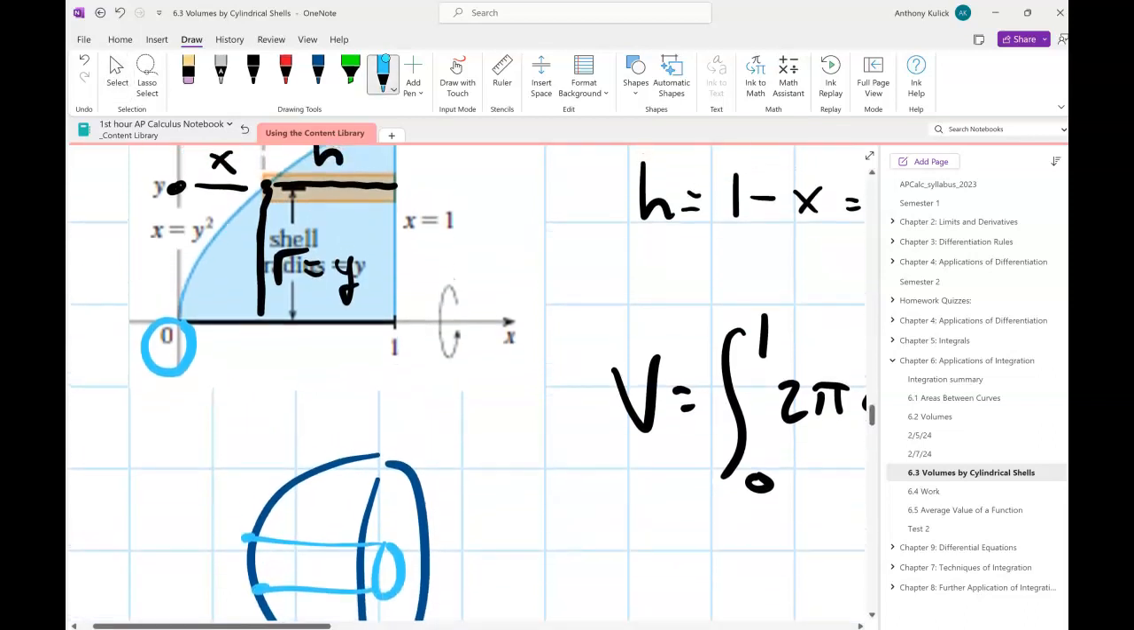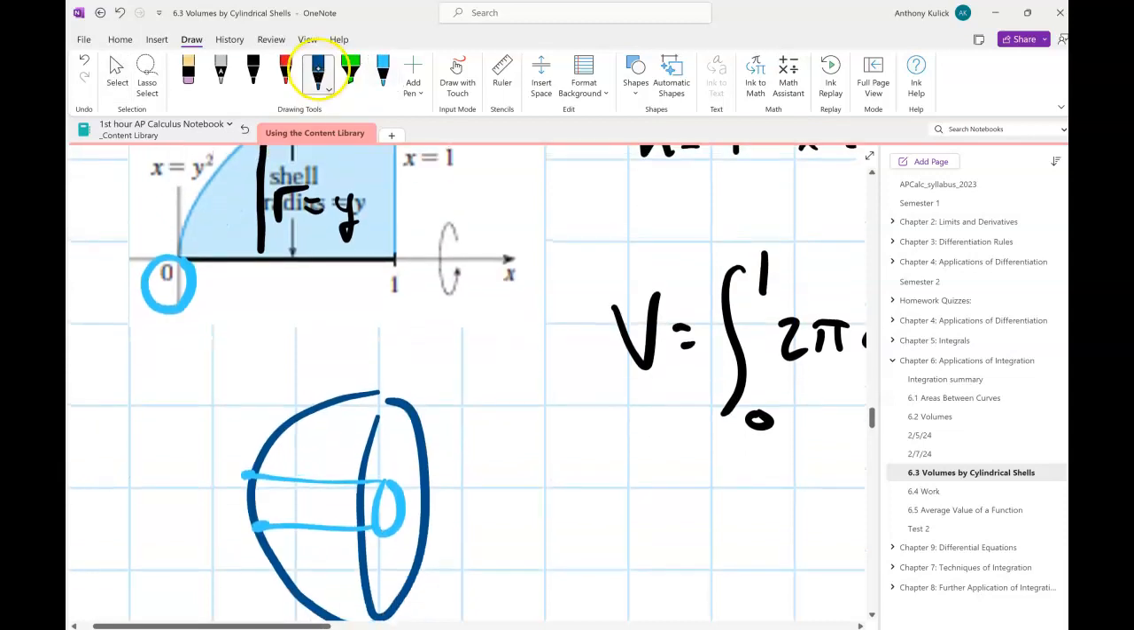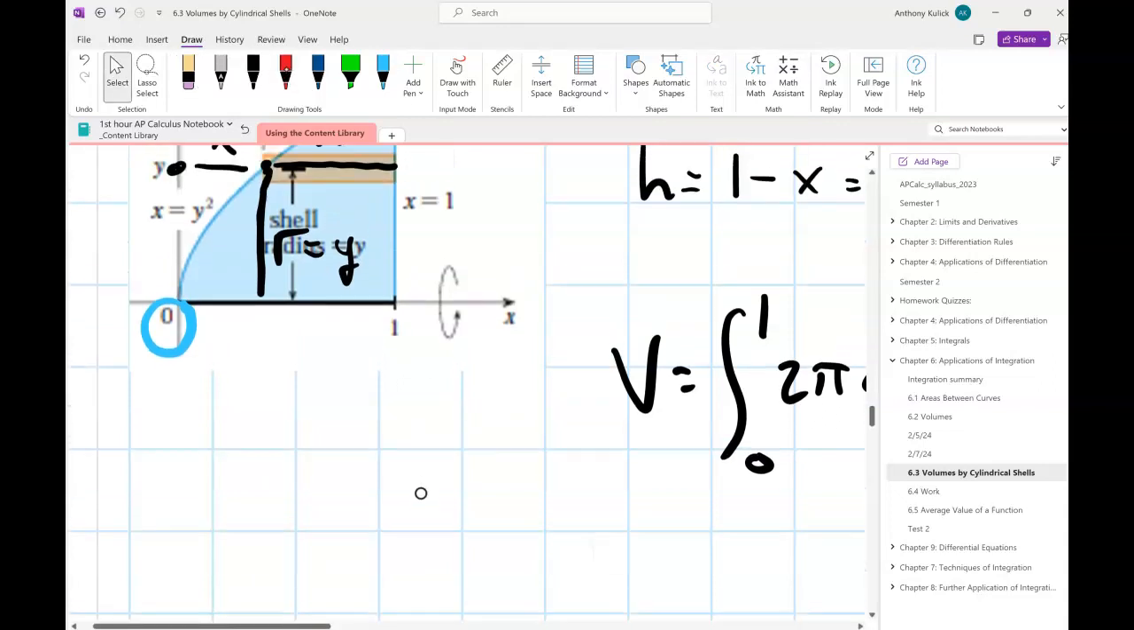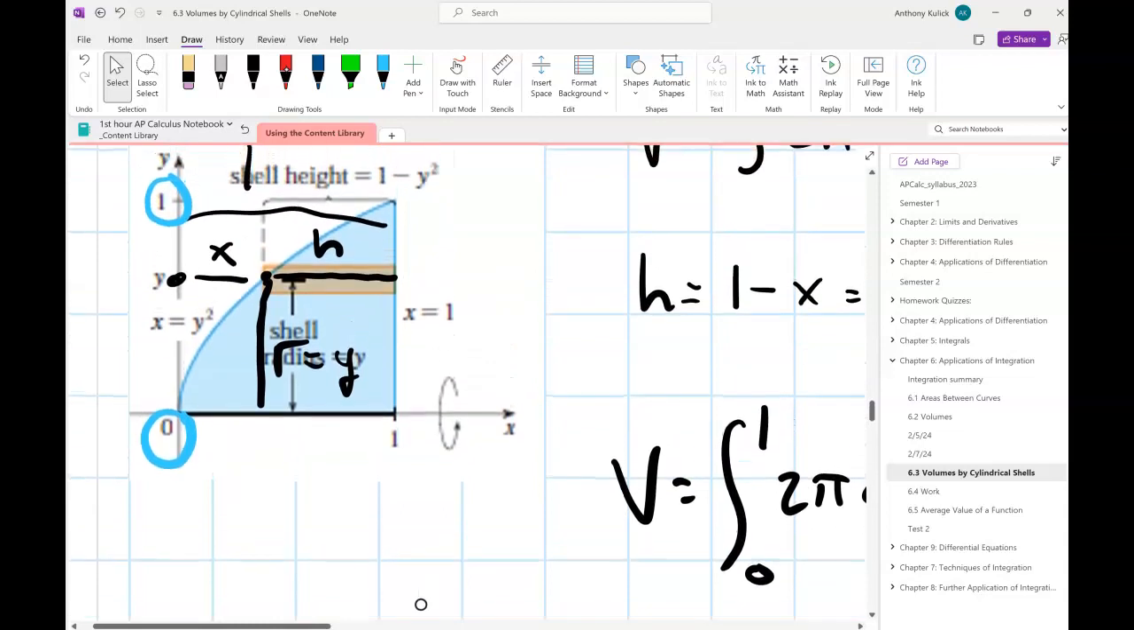My height is always going to be going this direction, right? And then maybe my next cylinder is like here. You get what I'm saying? So again, the height is variable. Does that help? I chose x as a variable, like when you were subtracting, for this one, when you were trying to find the point.